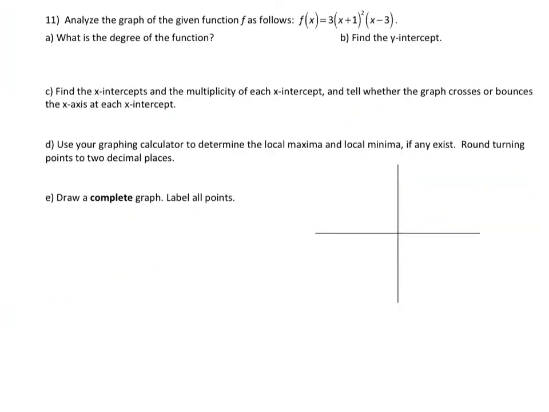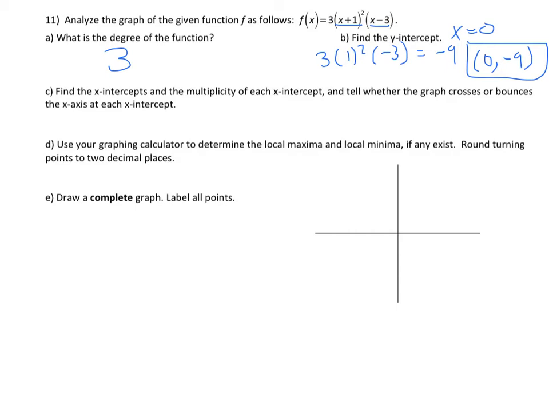Okay, here's one more example where we're going to draw a graph. The degree of this function, if we multiply an x squared times an x, we're going to get a third degree function, so degree 3. The y-intercept is what we get when we plug in 0 for x, so we get 3 times 1 squared times negative 3, which comes out to negative 9, or the point 0, negative 9.